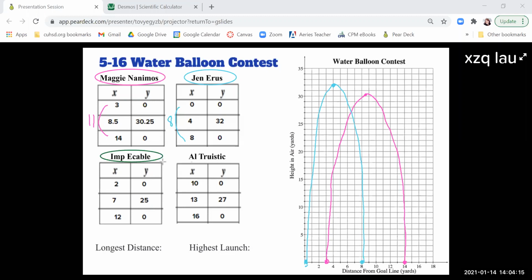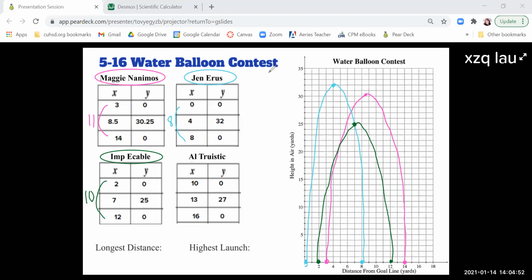All right, here's Imp in green. So let's see, at 2, 0 now to 12, 0. That's a distance of 10 yards. So this distance is 10 yards and a height of 25 at 7. All right, so see, 25 is definitely not as tall as either of those first two.